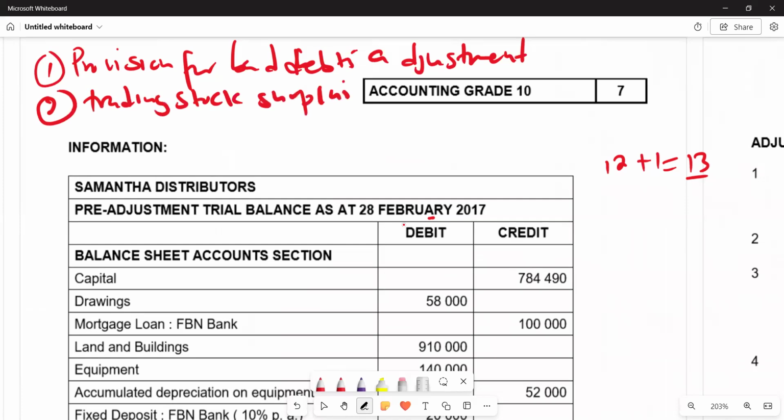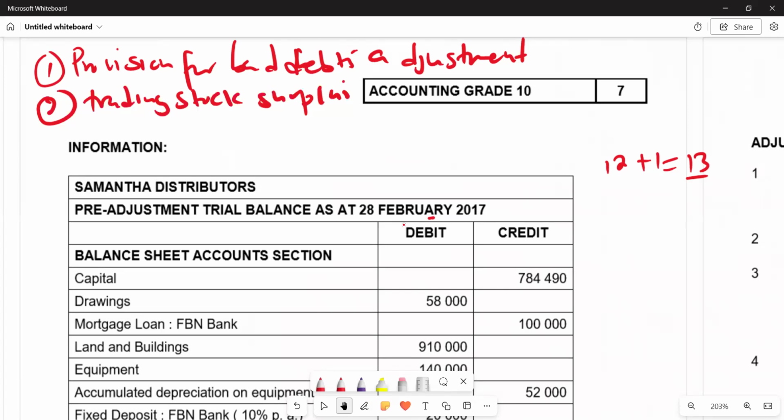Trading stock surplus will assist you to know whether, if there's a surplus, you have to include it under income. If it's a deficit, that's when you include it under expense. So those are some of the things that you have to check before you go any further.